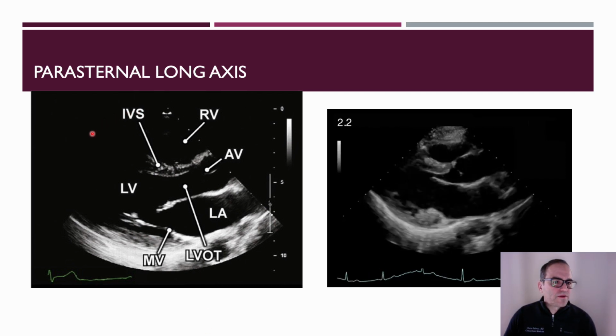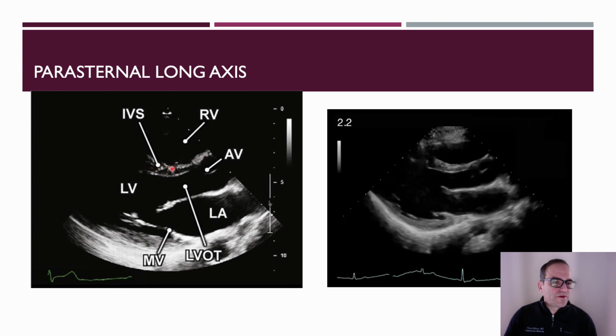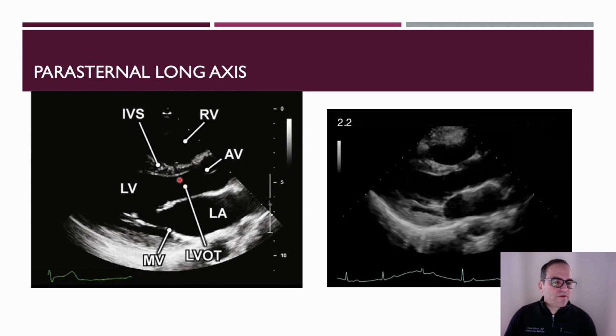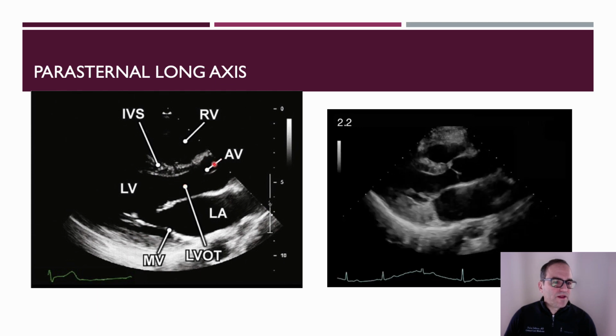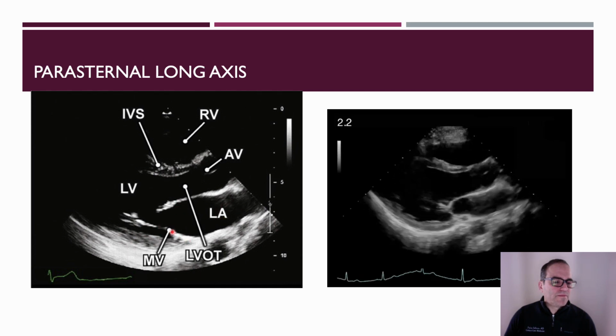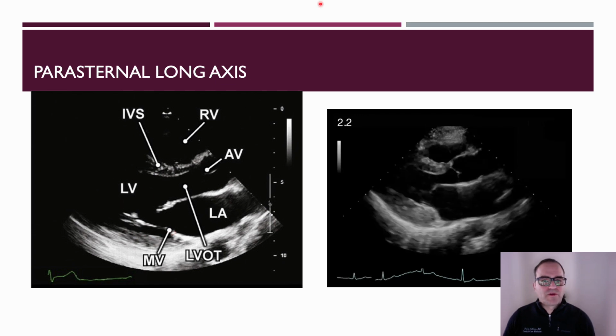Here we have the parasternal long axis view again with your RV, your interventricular septum, your LVOT, left ventricular outflow tract, your aortic valve, your left atrium, your mitral valve with your anterior and posterior mitral valve leaflets, and your left ventricle.